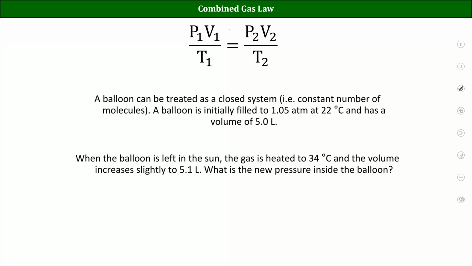A balloon is treated as a closed system, i.e. constant number of molecules. If a balloon is initially filled to 1.05 atmospheres at 22 Celsius and has a volume of 5 liters, those are all my initial conditions. So that's pressure 1, volume 1, temperature 1. Then you leave the balloon in the sun. Temperature changes and the volume increases. I had to give you 5 pieces of information in order to solve for the 6th. But once you know all those pieces, plug everything in, solve for whatever you're missing.